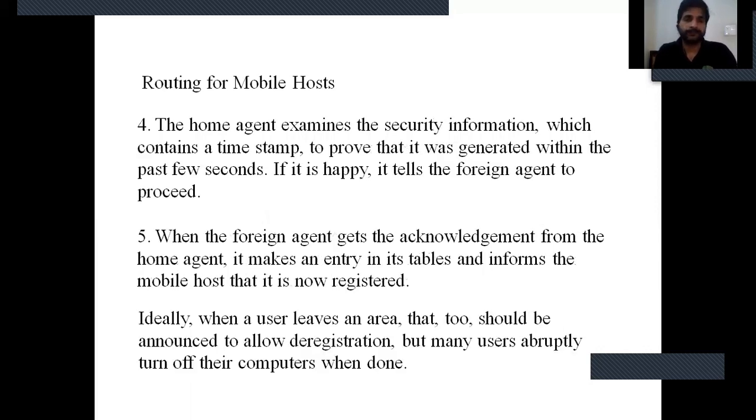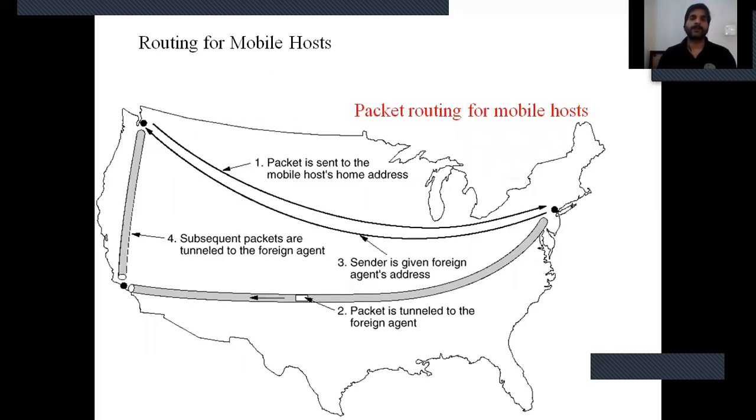Next, the home agent examines the security information, which contains a timestamp proving that it was generated within the past few seconds. If it is happy, it tells the foreign agent to proceed. When the foreign agent gets the acknowledgement from the home agent, it makes an entry in its table and informs the mobile host that it is now registered. Ideally, when a user leaves an area, that should be announced to allow deregistration, but many users abruptly turn off their computer when done.